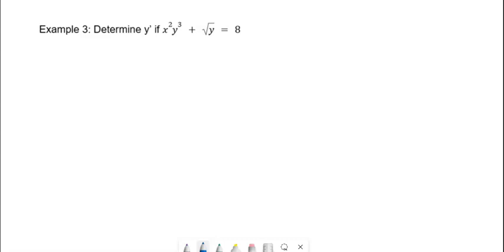Okay, so I want to find y prime, so I'm going to take the derivative of both of these. Now I have the product rule here, so I'm going to have to take the derivative of the first, keep the second. Keep the first, take the derivative of the second, and throw in my y prime there because I don't know what it is. And I have 1/2 y to the negative 1/2 times y prime equals 0.